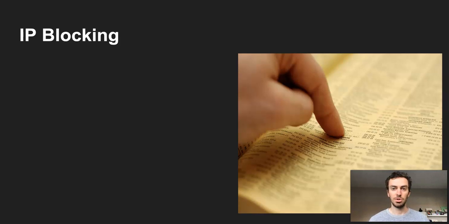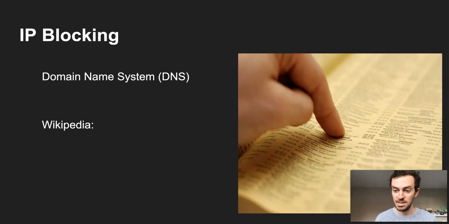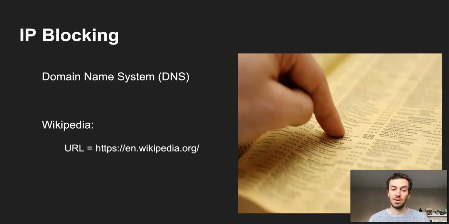So in this case, when we're looking up a name or a URL, it's going to give us a number, in this case, the IP address. So when we're looking for Wikipedia, in actuality, when we type in this URL address, the computer knows through the domain name system that we're trying to connect to this specific IP address.